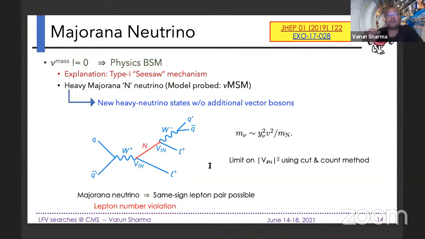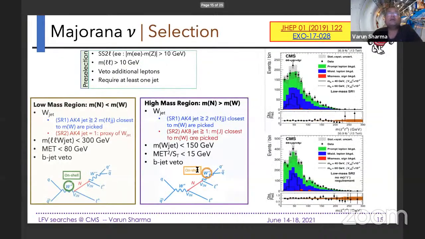So based on these results, we put a limit on the mixing matrix between the lepton and the Majorana neutrino using a cut and count method. To select events, as the Feynman diagram suggests, we simply select two same sign leptons with an invariant mass of greater than 10 GeV and away from the Z mass window. The events are vetoed if there are additional leptons, and at least one jet is required.